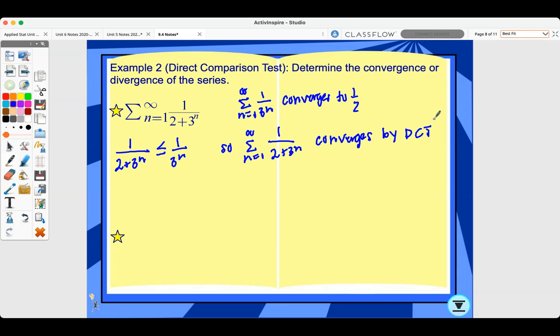With the limit comparison test, you don't need to worry about which one is bigger or smaller. But with the direct comparison test, you do. Let's look at our second example.